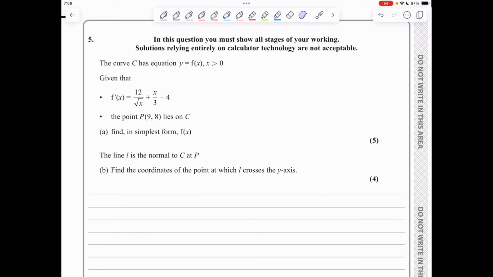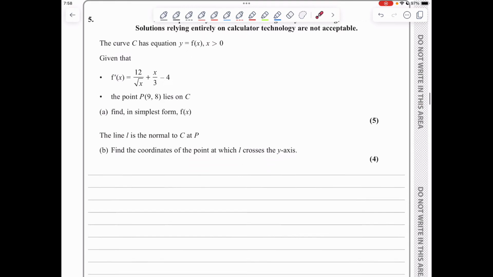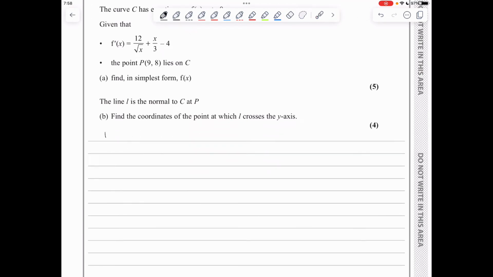In part B, we are told that the line L is a normal to C at the point P, and we need to find the coordinates of the point at which this line L crosses the y-axis. I will start by evaluating f dash of 9. This will give me the gradient of the tangent to the curve at the point P. So f dash of 9 is 12 over root 9 plus 9 over 3 minus 4. This gives an answer of 3. This is the gradient of the tangent, and therefore the gradient of the normal can be found by flipping and changing the sign. It's going to be minus 1 over 3.